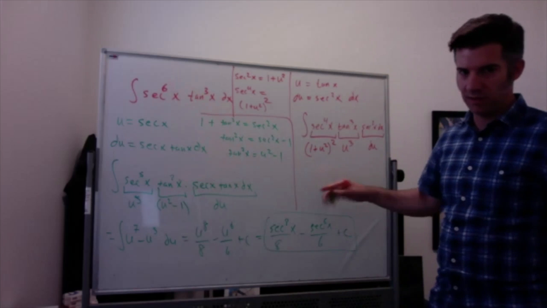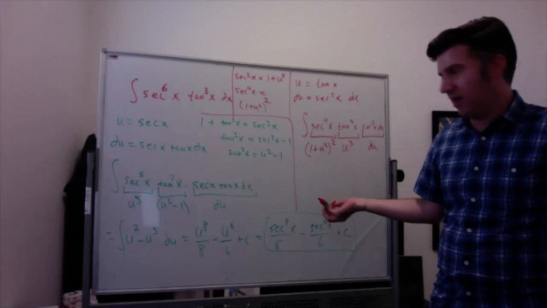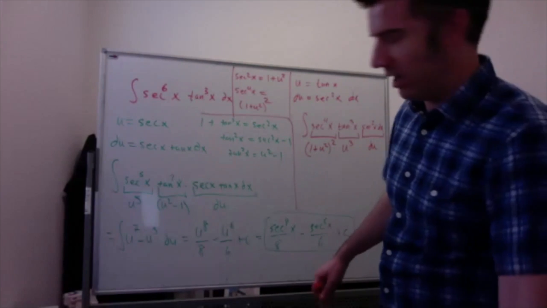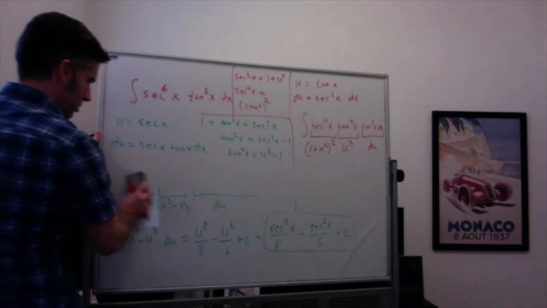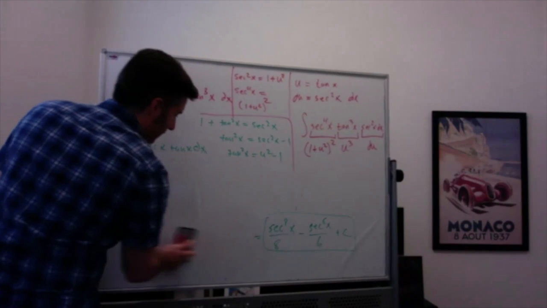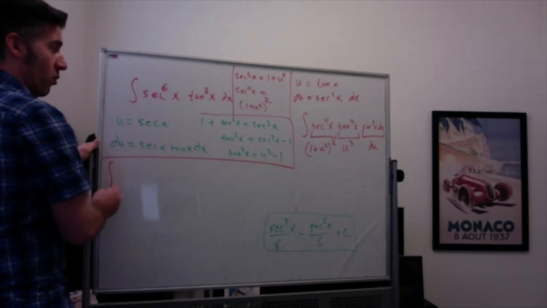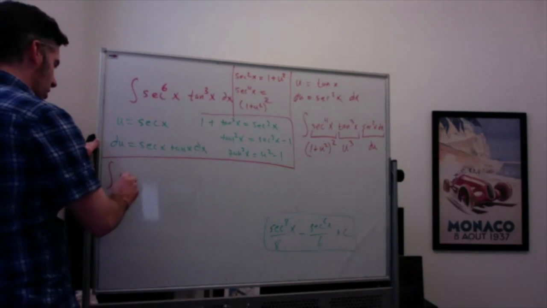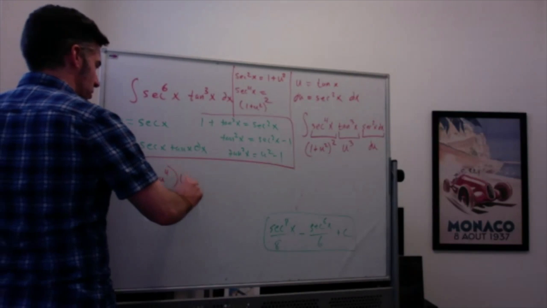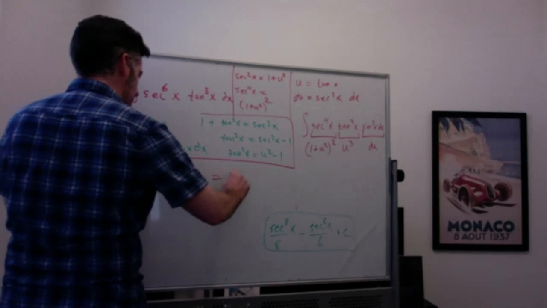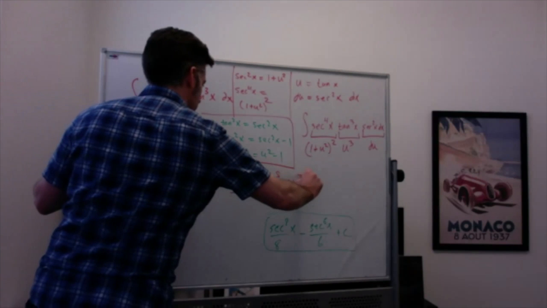But I don't want to finish this one. I said I wasn't going to finish it. Now I'm going to finish it. So let me just erase here. If you do it this way, you end up getting an answer that looks different. 1 plus u squared squared is 1 plus 2u squared plus u to the fourth, times u cubed du, which is going to be the integral of u cubed plus 2u to the fifth plus u to the seventh du.